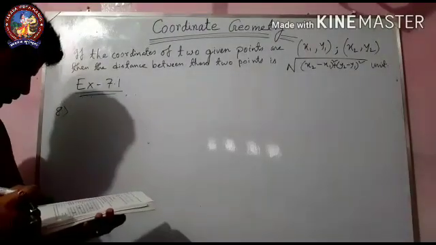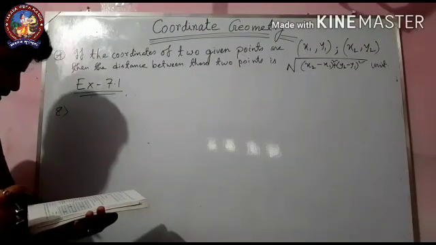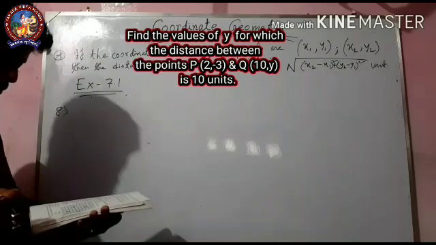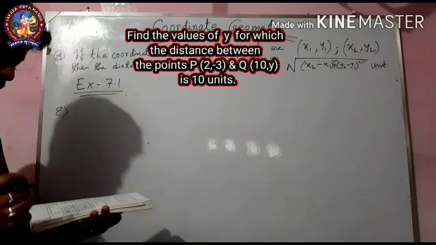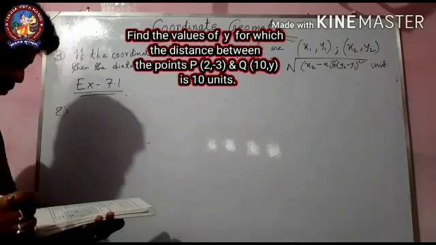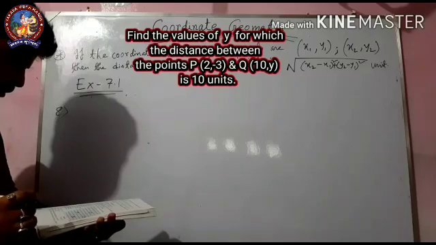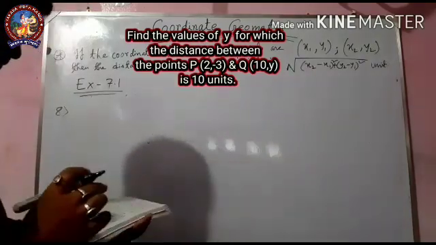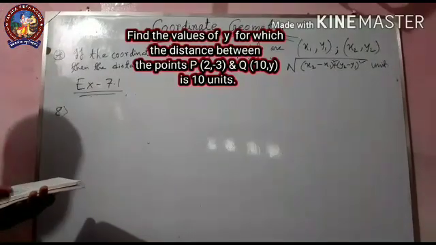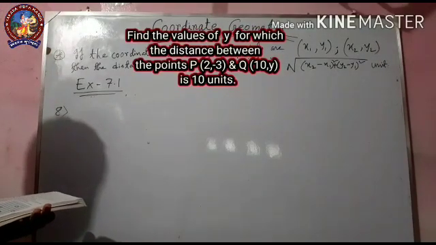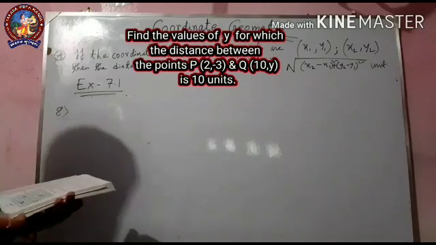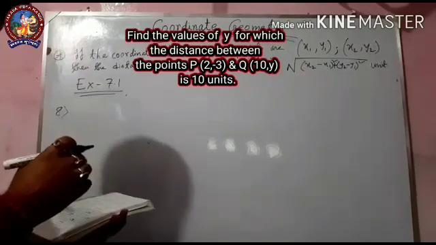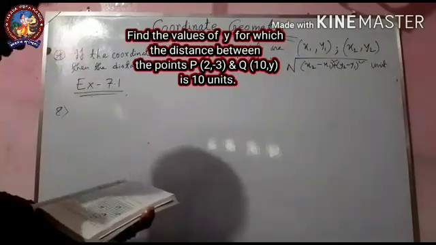Okay. Question number 8. Find the values of y for which the distance between the points P, that is 2, minus 3, and Q, that is 10, y, is 10 units. That means the distance between P and Q is 10 units. It is given to us. Now we just have to apply the distance formula here. That will be equal to 10 units, and from that equation we need to calculate the value of y.